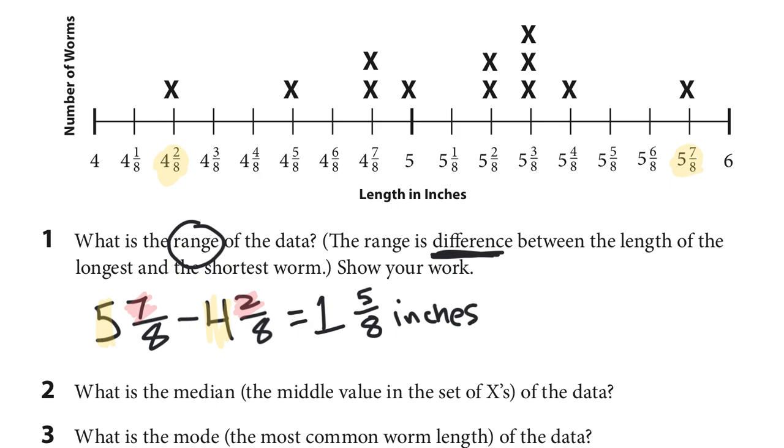What does that actually mean? That means the range is how much information is between the biggest and smallest number. Because if these are the only lengths that I know, I don't need to know what's over here, and I don't need to know what's over here. All of my data lies in between these two numbers, and that amount is 1 and 5/8 inches. From here to here is 1 and 5/8 inches, okay?